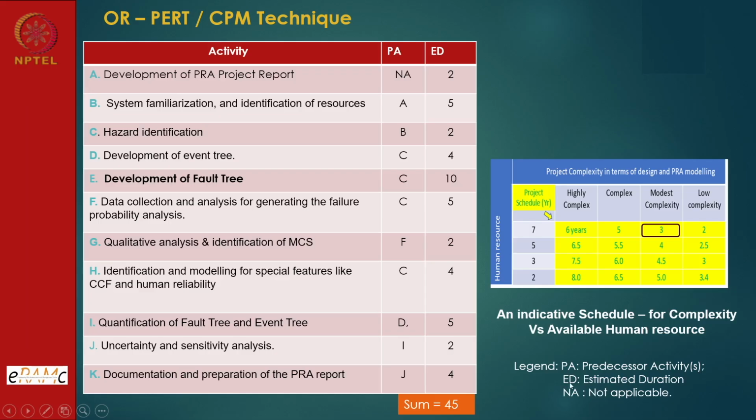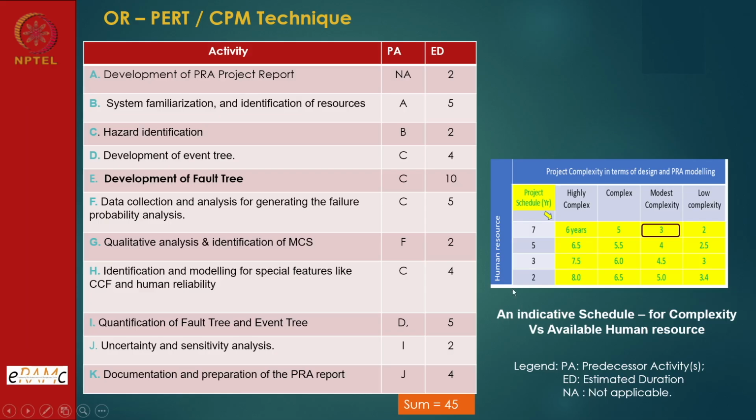These are the legends. ED means estimated duration. I am giving the duration in terms of months. So we saw that 45 months it takes, and the management wants us to complete in a certain time, let us say 2.5 years. So then we have a job line up, and this particular matrix shows the speed of the PRA project, I would say.